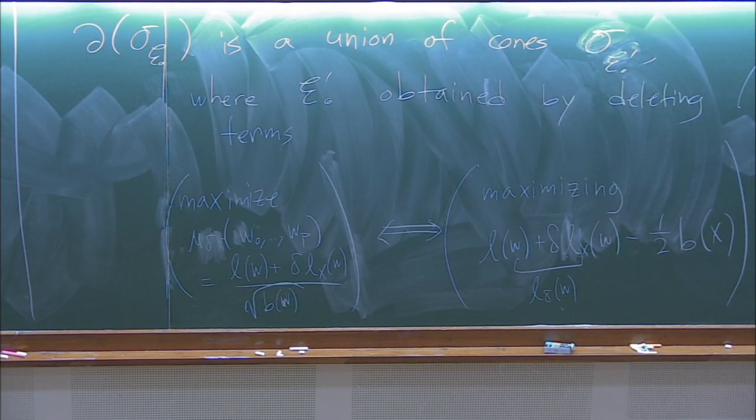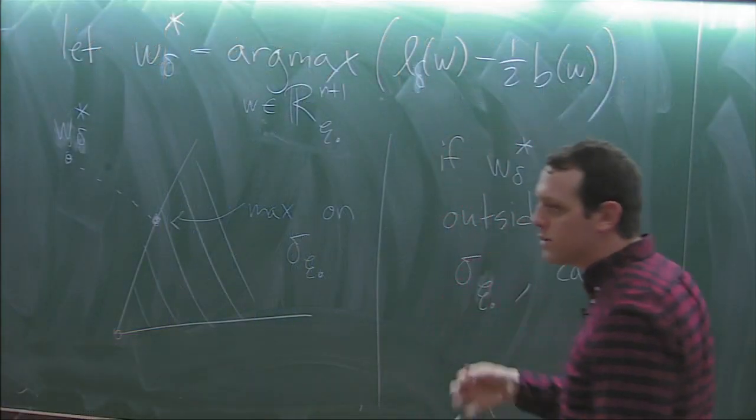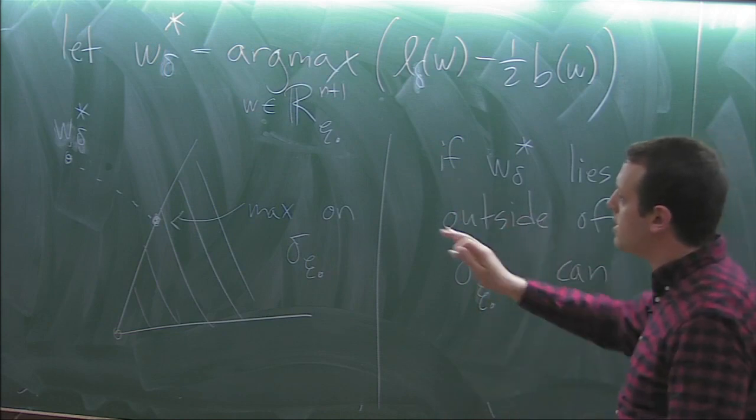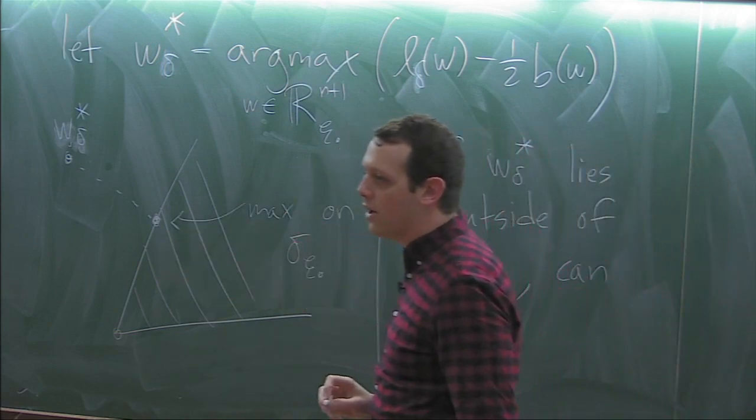So the observation here is if the unconstrained optimizer lies outside of the cone, then you can just ignore it. I may as well just not consider this cone, because it's outside. I only have to consider filtrations where this unconstrained optimizer happens to lie on the cone to begin with.